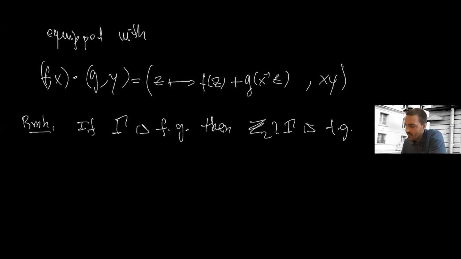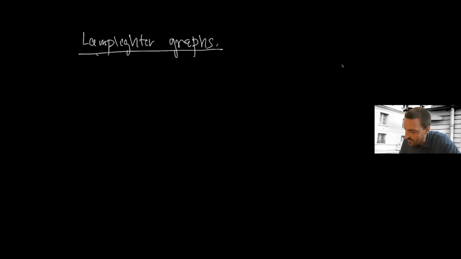Then you need to understand the word metric on this group, and from the definition I gave, it might not be completely obvious what this metric is. So I will switch now to the graph setting, and I will define Lamplighter graphs. This is an extension of the Lamplighter construction. And so how do we define the Lamplighter construction for a graph?